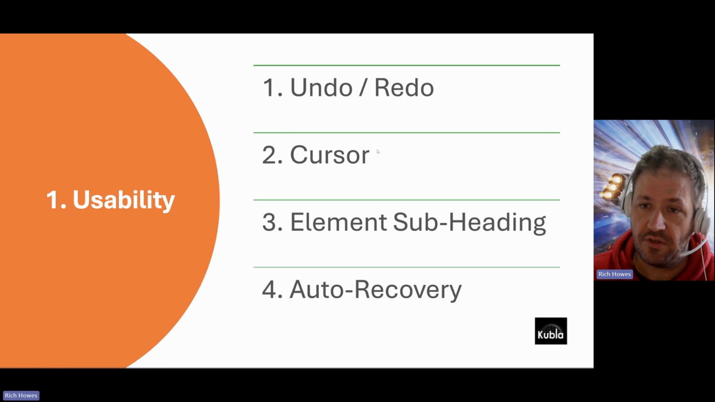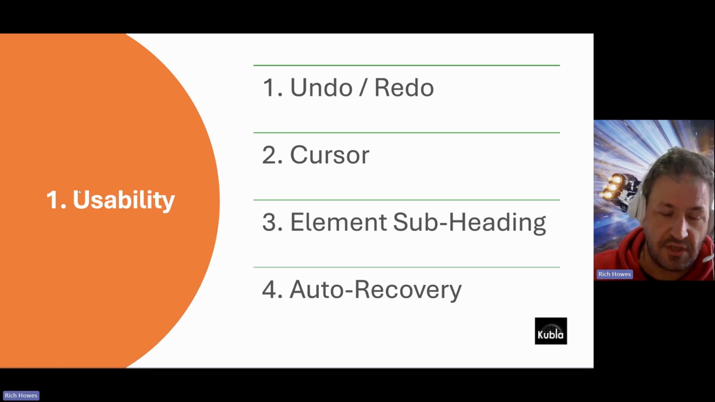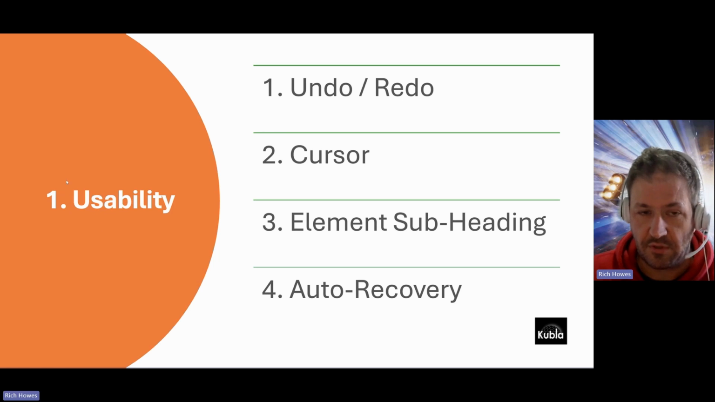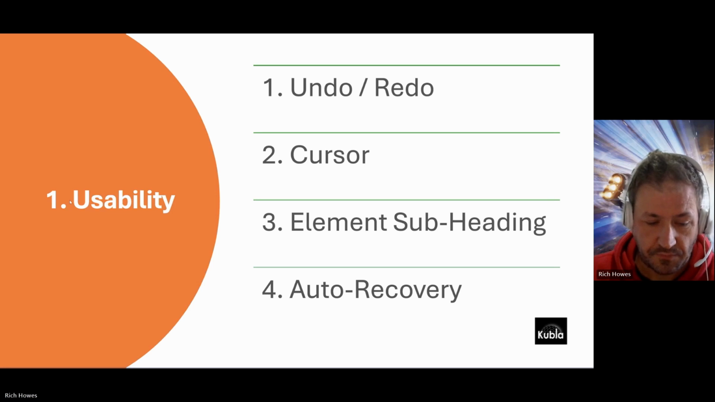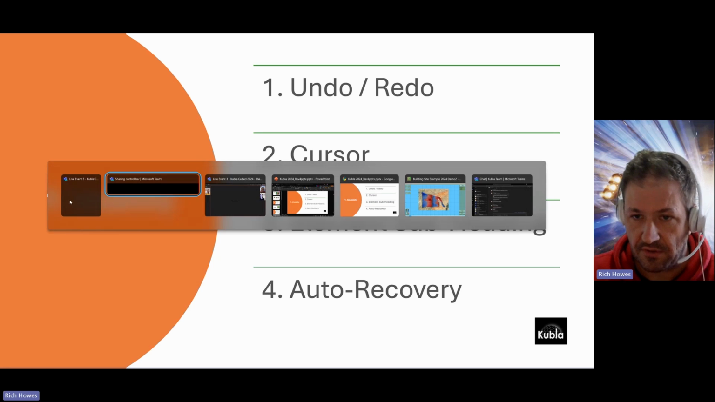We've got changes to what's actually underneath the cursor. So as you're moving your mouse pointer around, getting that to be a bit more representational about what the data is, what the element is. We've got changes to what's underneath the element subheading, which is the element listing on the right hand side of the interface. And we've got some changes to the auto recovery. So I'm going to just demonstrate those things now.